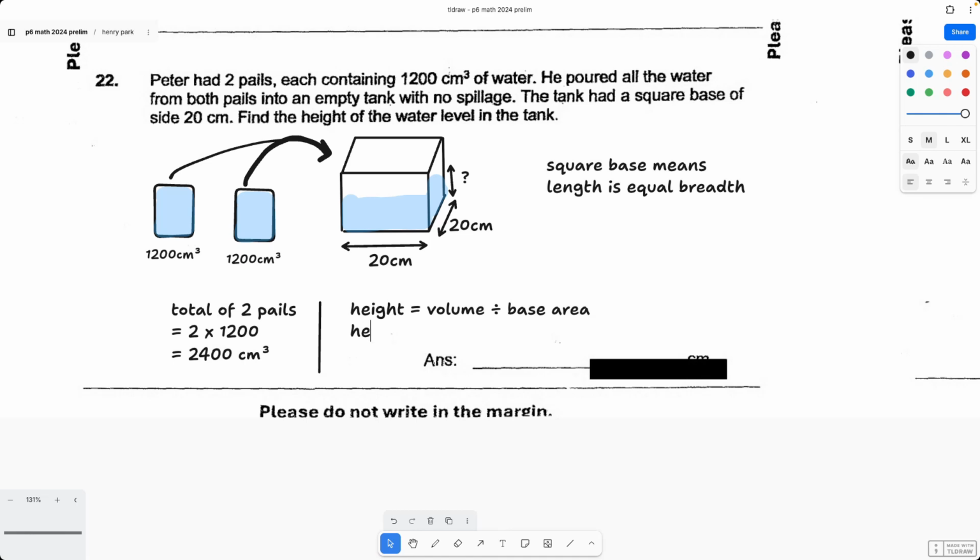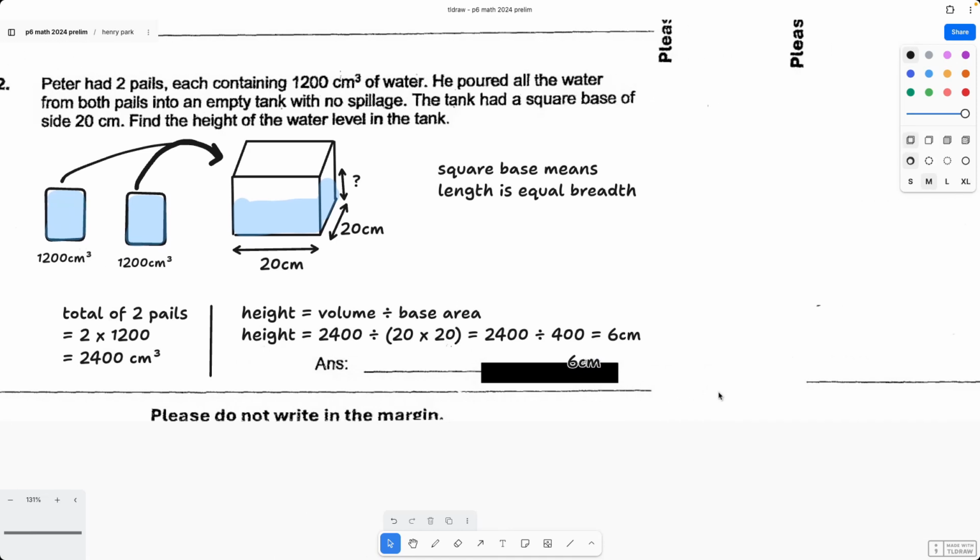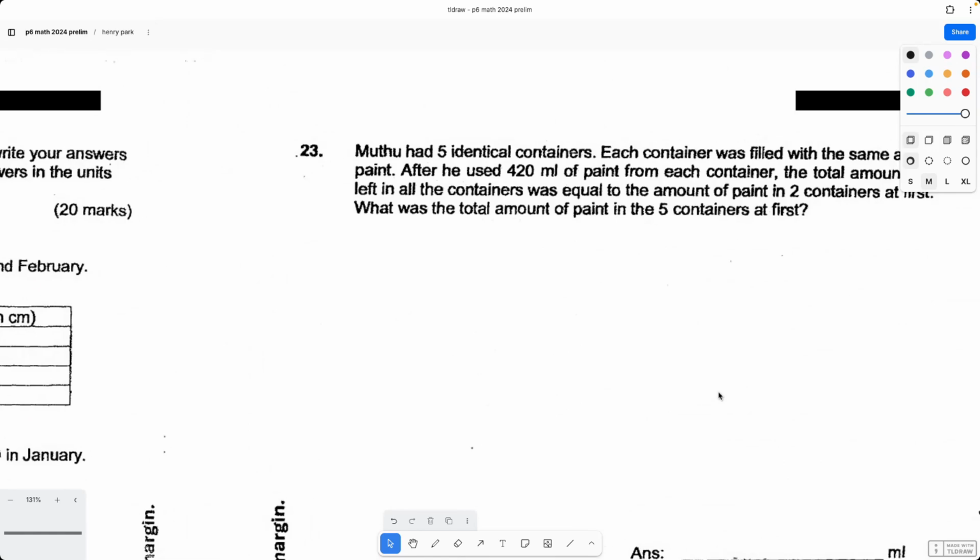Okay, so height would then be equal to the volume, which is 2400, divided by the base area, which is 20 times 20. So this will then become 2400 divided by 400, which is equal to 6 centimeters. Okay, so that's the answer, 6 centimeters. So I'm just gonna put it down like this. Okay, all right, let's move on to the next question.